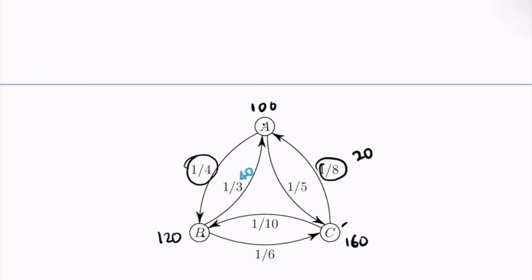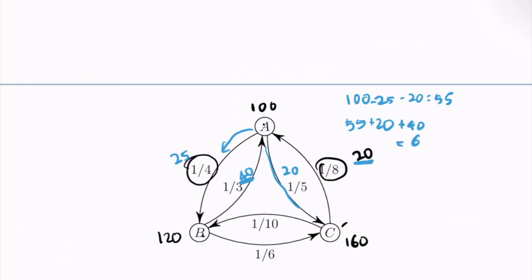And now we need to find the amount of people who live in A and work in A. The amount of people who leave A to work is 25 from A to B, and from A to C, that's going to be 20. So total, there's going to be 100 minus 25 minus 20, which equals 55 people who stay to work in A. Now we add 55 plus the people who come over, which is 20 plus 40, which gives 60, plus 55, which equals 115. 115 is answer choice D.